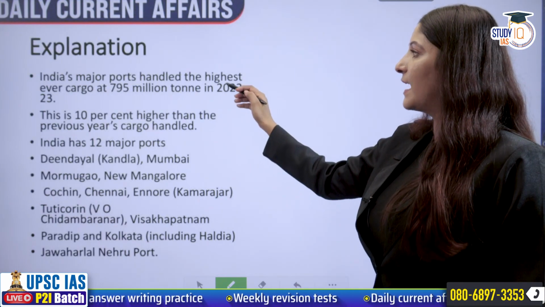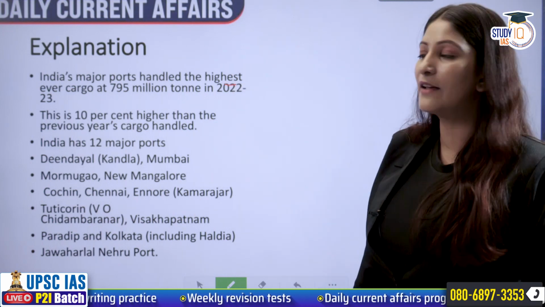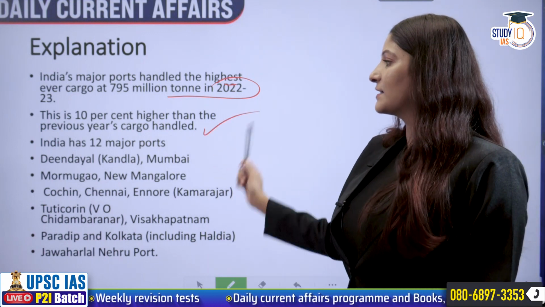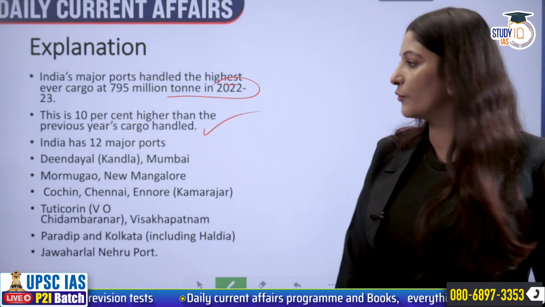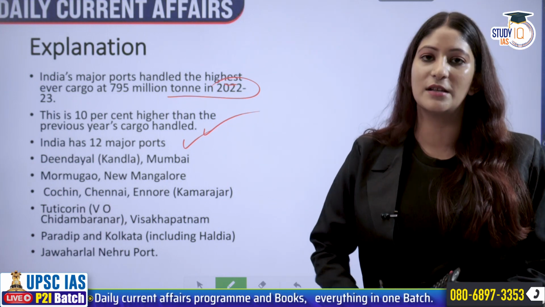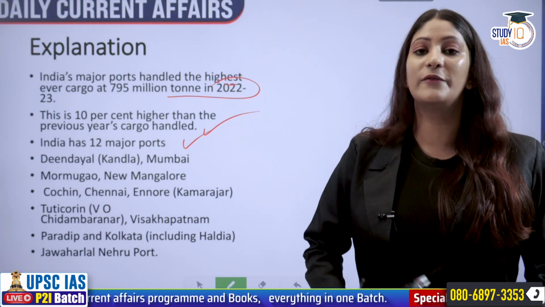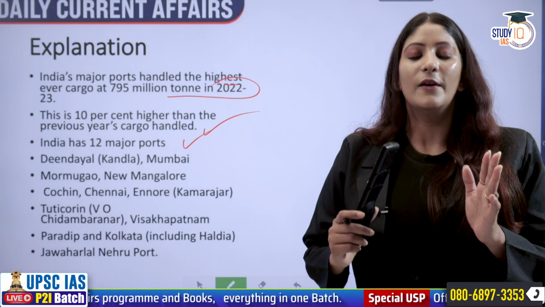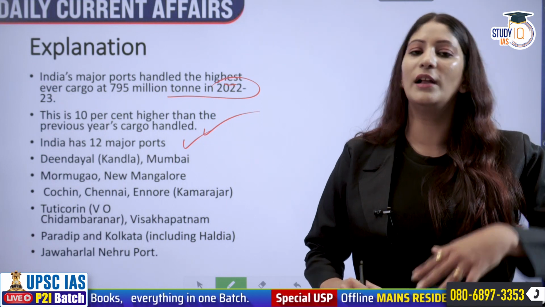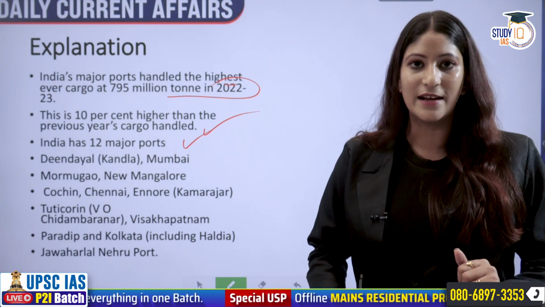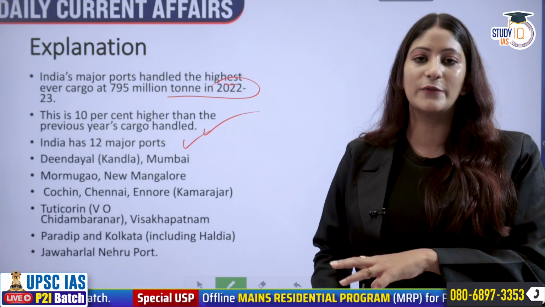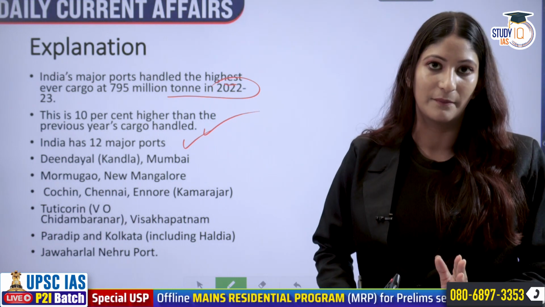India's major ports handled the highest ever cargo at 795 million tons in 2022-23, which is a 10% increase over the previous year's cargo. We have 12 major ports. In many places you will read 13, 14, or 15 major ports. We are appearing for a government exam, so I will take all the information from where? Government websites. This particular information has been sourced from the Ministry of Ports and Shipping.